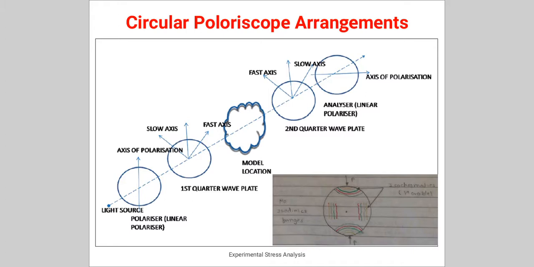So what happens? In the circular polariscope arrangement, if I rotate the analyzer in the clockwise or anti-clockwise direction, the fringes present at the top and bottom side, and to the right and left side, pass through the point of interest. That fringe number I have to consider as capital N, and that capital N is equal to 1, 2, 3, 4, 5.